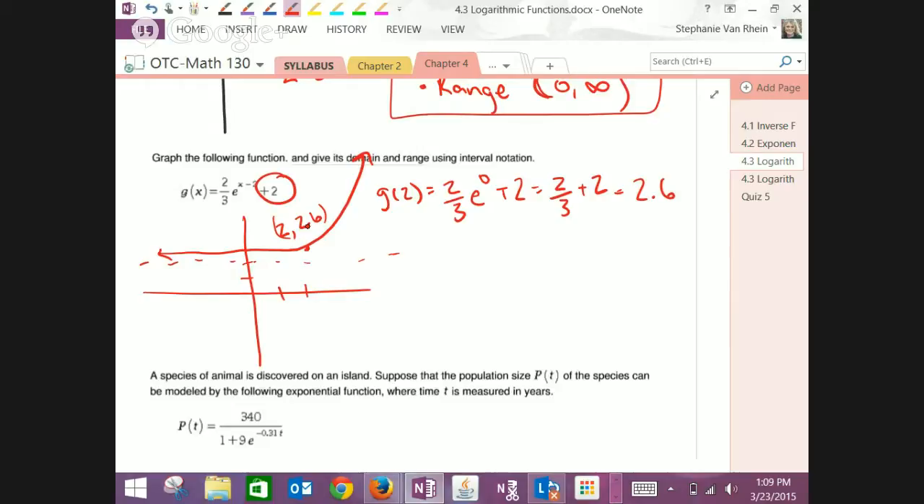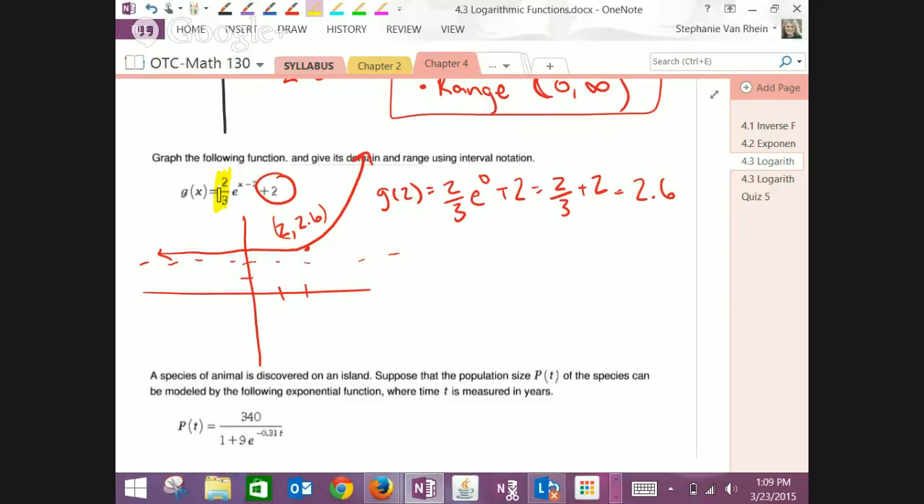But really, you could just go from 0, 1 right to up. You could, but you would have to see how this 2/3 shrinks it vertically. So instead of 0, 1, it's actually 0, 2/3. Then I shift it to the left, sorry, to the right 2 units and up 2. So I have 2/3 plus 2, which would be 2.6, approximately.